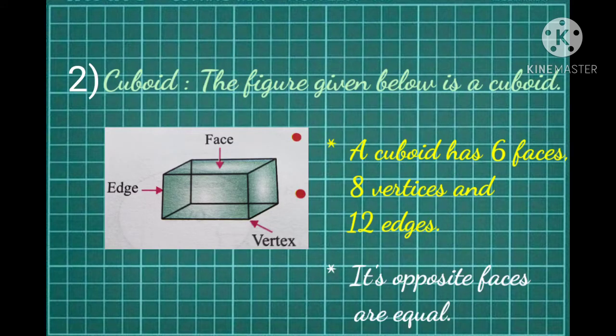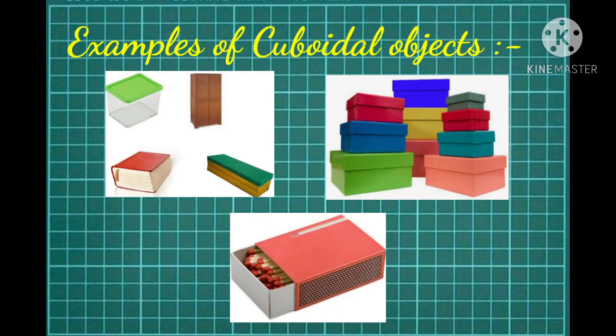Now number 2 is cuboid. The figure given below is a cuboid. A cuboid has 6 faces, 8 vertices and 12 edges. Its opposite faces are equal.